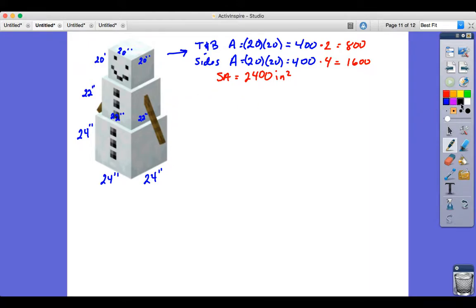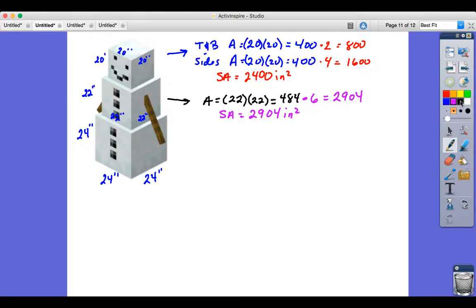Okay. We're going to do the same thing for the middle part, except this time we're going to take a little bit easier route. We're going to go 22 by 22, because that's the same for the top and the bottom and all 4 sides, which is 484. And we're just going to multiply that by 6, top, bottom, 4 sides. So there's 6 of those, which gives us 2,904. So the surface area of the middle is 2,904 inches squared.